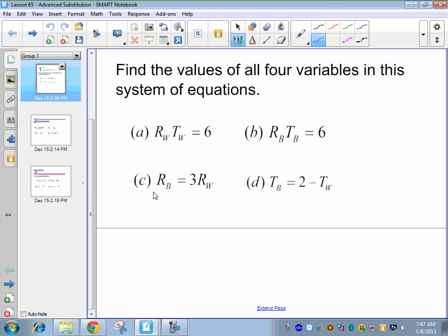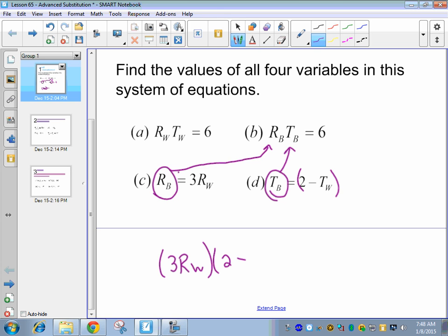All right, so we've got RB by itself and TB by itself, all right? So because I've got those two by itself, we can substitute RB with 3RW, and we can substitute TB with 2 minus TW. And I'll show you why this helps as we solve, okay? So instead of RB, I'm replacing it with 3RW, and instead of TB here, I'm replacing it with 2 minus TW.